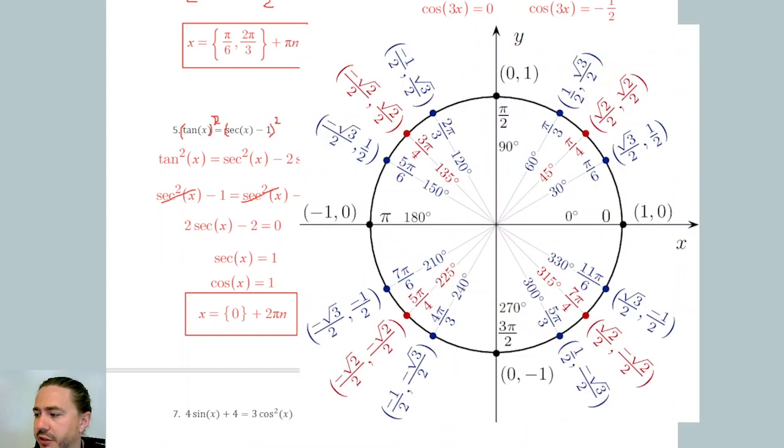Tangent of zero is going to be 0/1, so that's zero. Secant of zero is the reciprocal of the cosine, so that'd be the reciprocal of one, which is just one. So this would be 1 - 1. So does 0 = 1 - 1? Checks out, so we actually get no extraneous solutions here, but you do need to be on the lookout for extraneous solutions anytime that you square both sides.